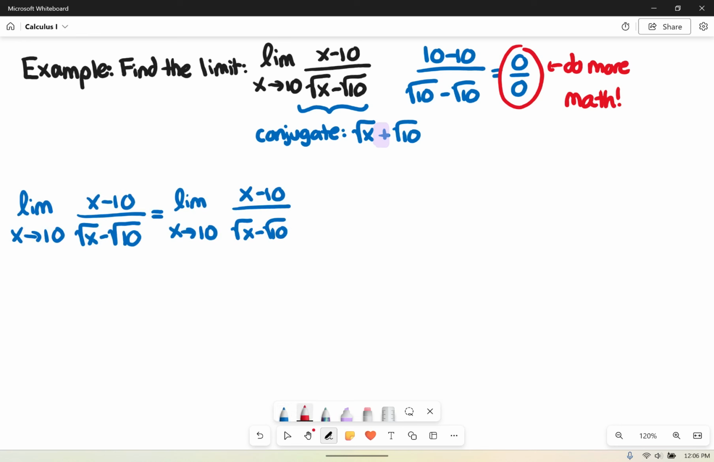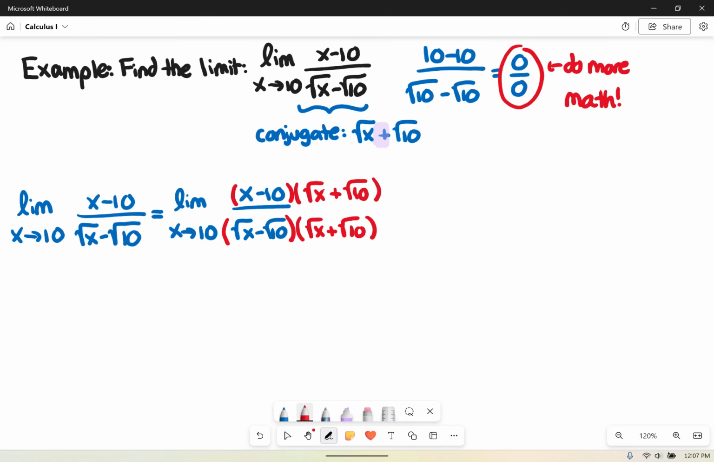Multiplying the numerator and the denominator by the conjugate gives that the limit as x approaches 10 of x minus 10 over the square root of x minus the square root of 10 equals the limit as x approaches 10 of x minus 10 times the square root of x plus the square root of 10 divided by the square root of x minus the square root of 10 times the square root of x plus the square root of 10. Resist the urge to expand the numerator.